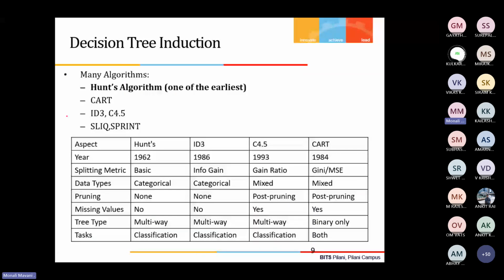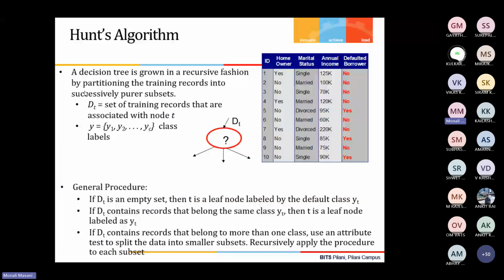Okay, so now there are many algorithms which help to construct a decision tree: Hunt's algorithm, CART, ID3, C4.5. These are what most or all of our current libraries are using. There's a slight variation between the algorithms. So this is a comparison table I have added. You will understand this comparison table only after we complete the entire theory of decision trees. So you can come back and see this table. But I'll start with Hunt's algorithm, the first algorithm, a very simple algorithm.